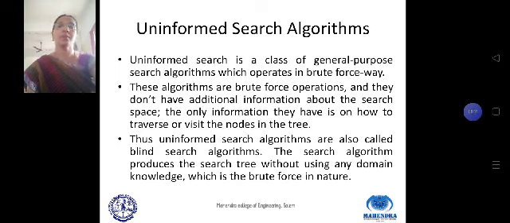Uninformed search algorithm is a general purpose search algorithm which operates in a brute force way. This algorithm doesn't have additional information about the search space. It only has the information on how to traverse or visit the nodes in the tree. So it's called a blind search algorithm. This search algorithm produces the search tree without using any domain knowledge.